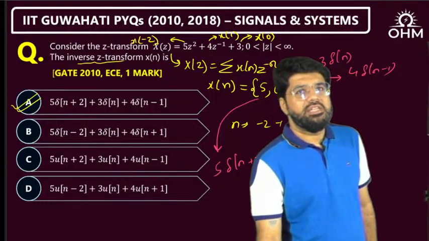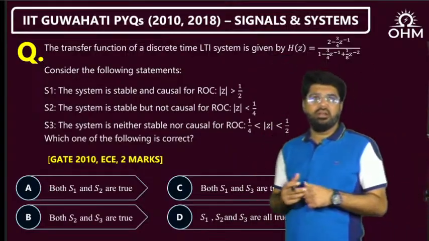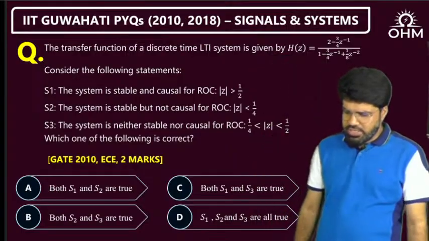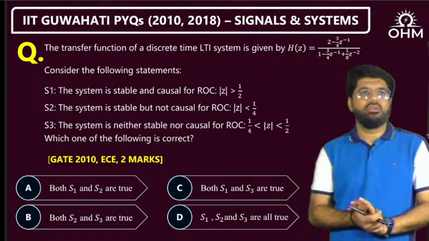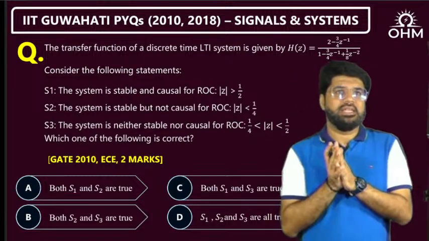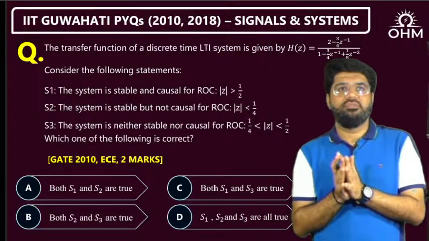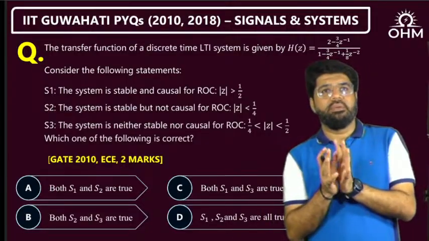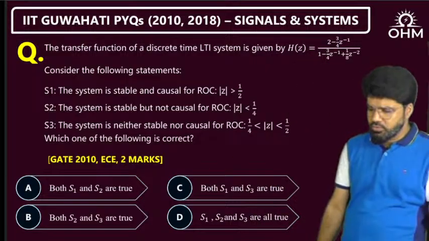Okay, next question, dear. GATE 10 EC 2 marks. A basic question on the understanding of ROC of the Z transform. Have a look into this question. The transfer function of a discrete time LTI system HZ is given to you, and consider the following 3 statements. The system is stable and causal for the given ROC, the system is stable but not causal for another ROC, and the system is neither stable nor causal for the third ROC. That's it.